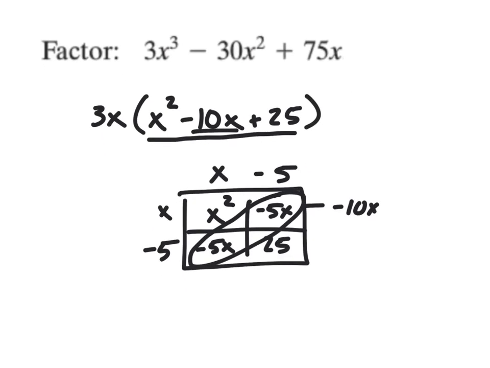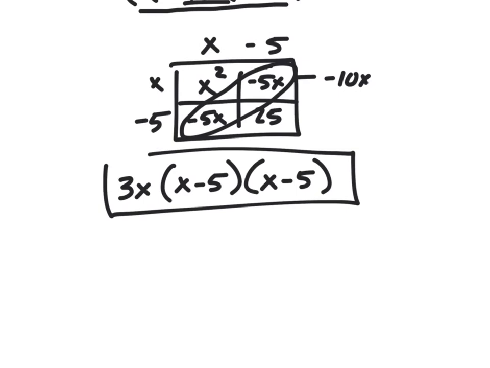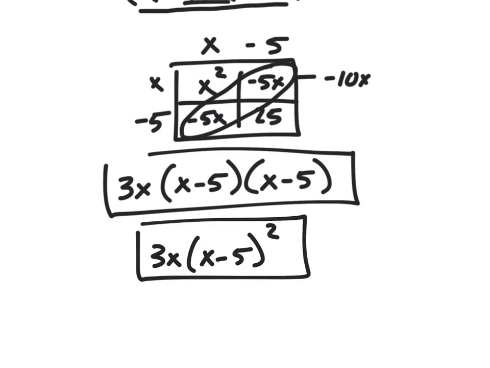So when I factor this completely, I'm going to do 3x, and then I'm left with x minus 5 times x minus 5. Okay, that's one way that you could write this. Or you could do 3x times x minus 5, and square the x minus 5. And that's your answer, okay?